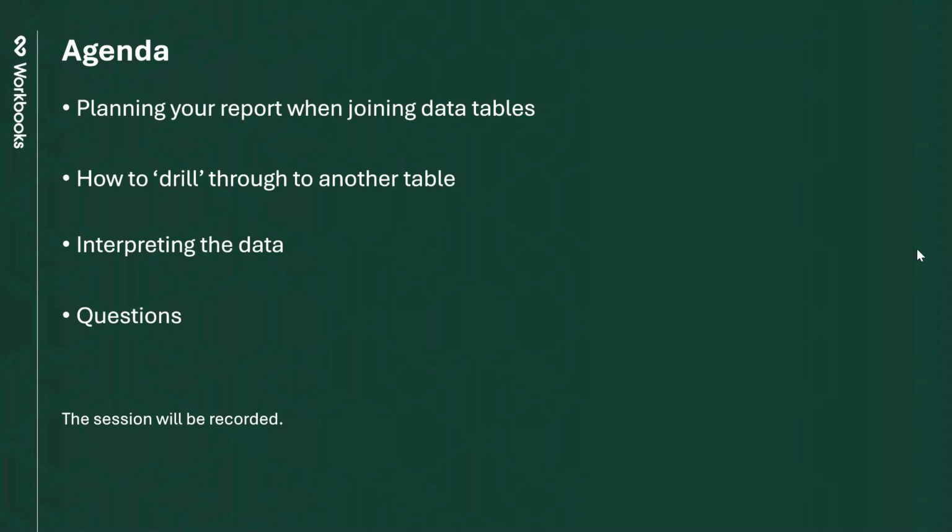So the agenda for the webinar will be, initially, planning your report when joining data tables. More specifically, why would you need to drill through to another data table? How records are linked together, and selecting the right record when starting your report. And then we'll talk about how to include different records, so drilling through to another data table while building your report, interpreting that data, and then finally we'll jump back to the slides.